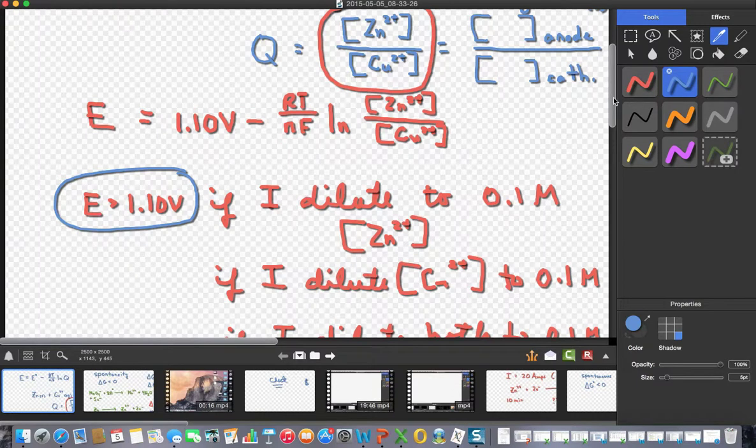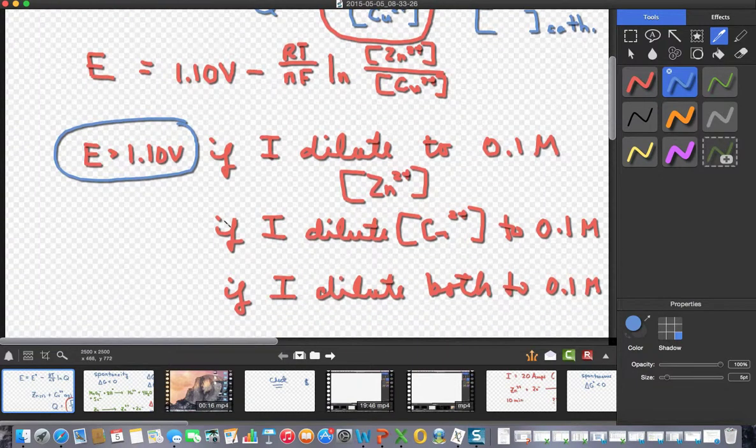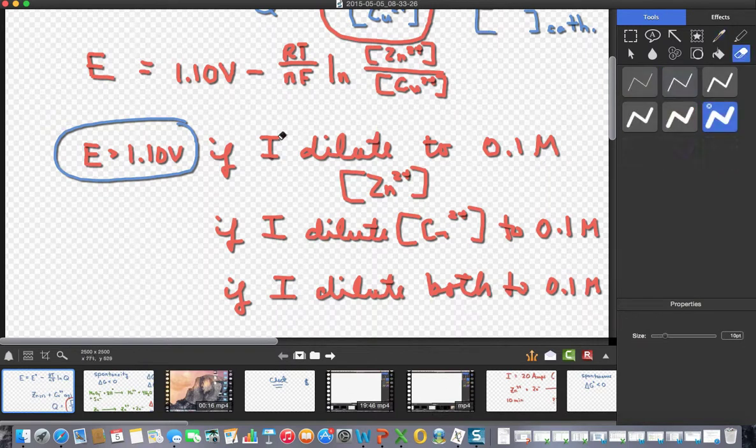Let's look at what happens in the second process. If I dilute Cu2+ to 0.1 molar, so this becomes larger and this becomes smaller. And I just see a mistake. So let me go back and restate my claim on this. So let's go back to the first one. Sorry about that. Sometimes it happens.